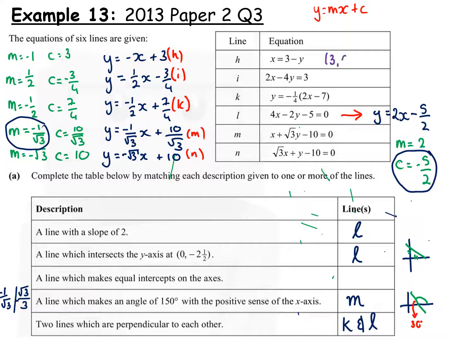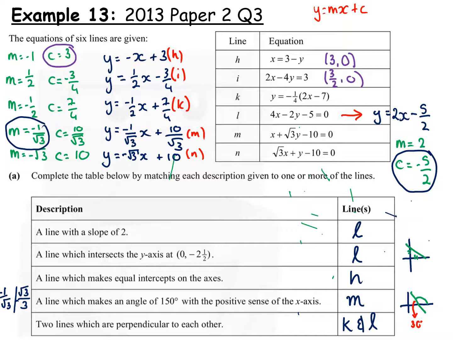3, 0. Straight away I'm looking and going, actually my c is 3 here. So the answer to this one is H. I didn't have to go any further. You could go further if you wanted. Like if I wanted to keep going, there would be no need. And let my y equal 0. Here I'll have 3 over 2, 0. So no, I have minus 3 over 4. So that's not the same.